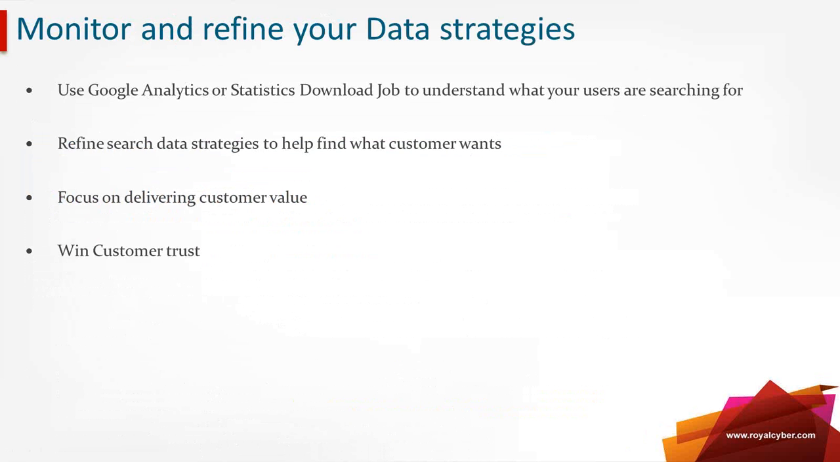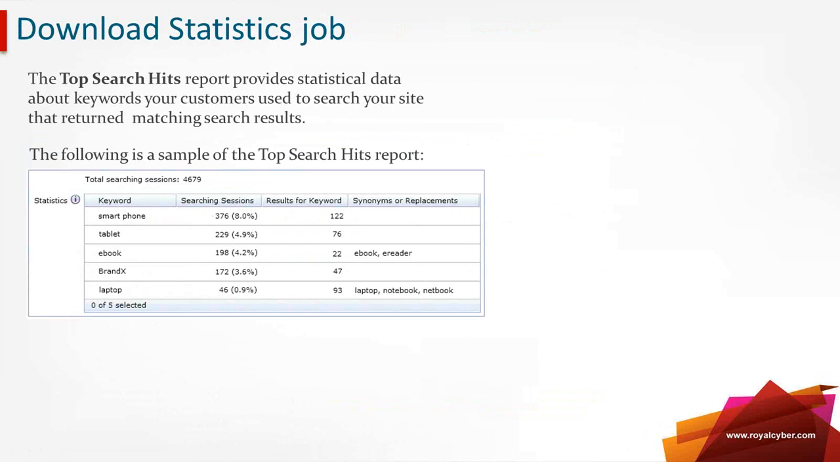So from this, we will see. In this slide, it shows that there were about 4,679 different sessions for a particular period. This tool is available from the Management Center, and you can provide a specific time duration for which you want to collect the statistics data, and then it will show you that for that duration, these many search sessions were performed, and in that there were 376 sessions for the smartphone keyword, and for that keyword there were 122 results returned from the search index.